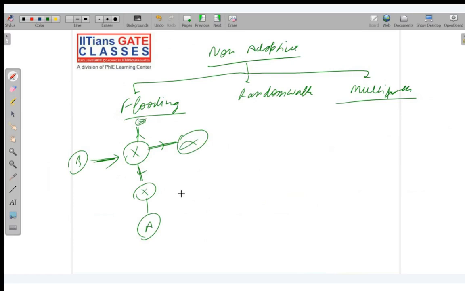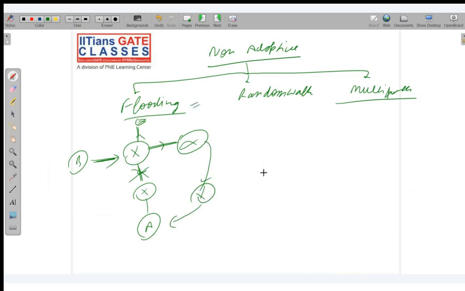No doubt traffic will be very high, but it is used where we need very high robustness. Robustness means, for example, a military environment. If this path is broken, then A will never receive the message. So better you forward everywhere, and somewhere there might be a path which can lead to A. If you want to send a very important message and you want that by hook or by crook it should reach the destination, then flooding is the best way.